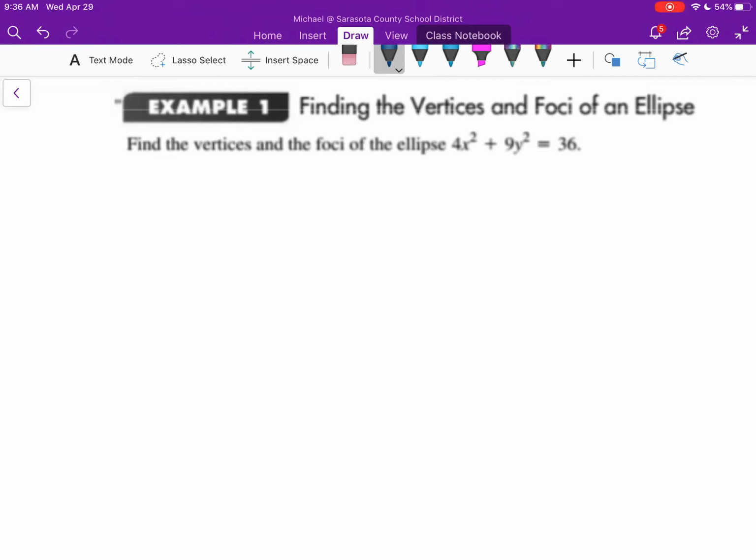The goal of this video is to be able to find the vertices and the foci of an ellipse and truly try to write it in its standard equation for an ellipse. And so let's dive into this one. 4x squared plus 9y squared equals 36.